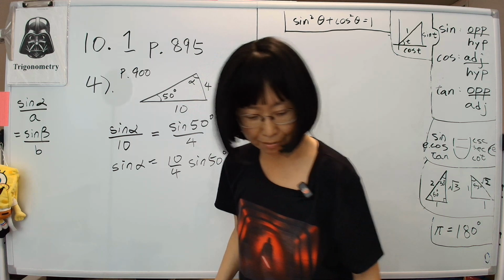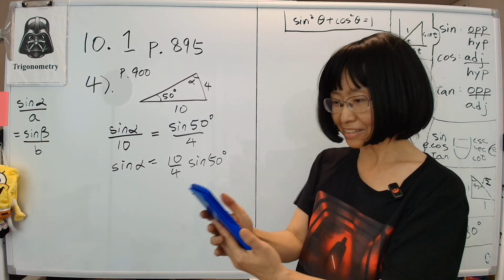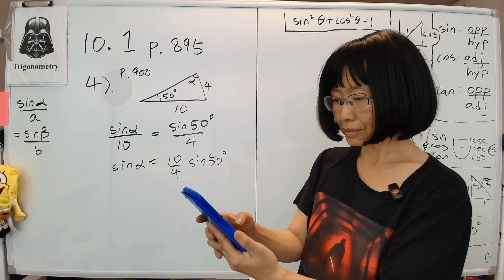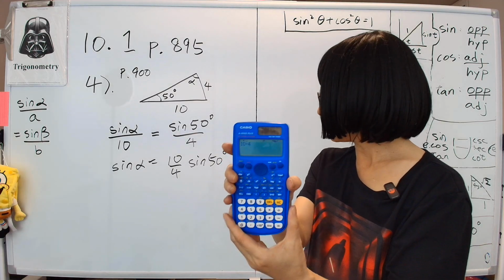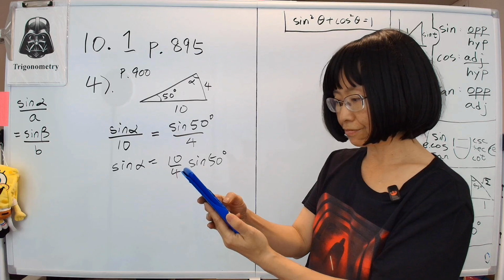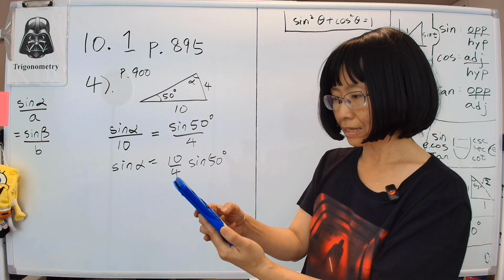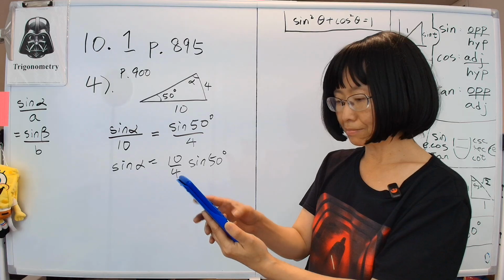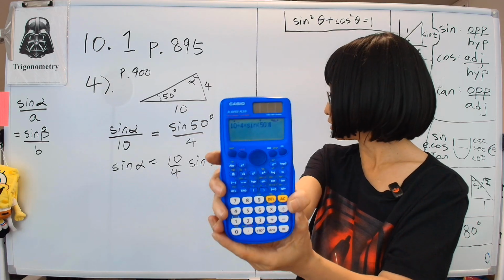Okay, and we will do that by using our cool little calculator. And so now we'll type that in, 10 divided by 4, and then times sine of 50, oops, I forgot to type in sine, times sine of 50, close parentheses, that should do it, right?